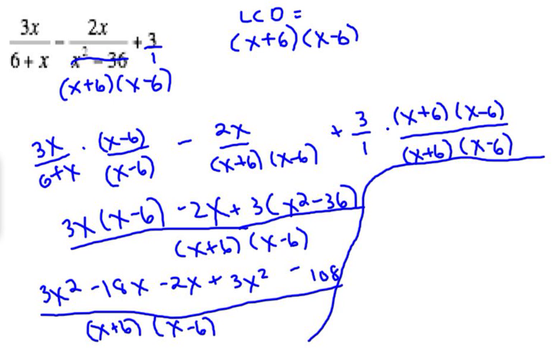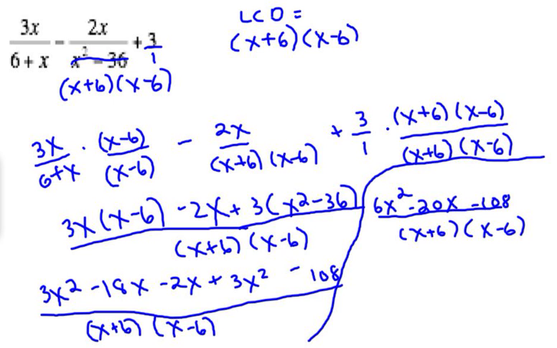And now I have to collect my like terms. So again, I have 3x squared plus 3x squared, which gives me 6x squared. Negative 18x minus 2x is minus 20x. And minus 108, there was nothing to add that to. No like term to collect there. Over my common denominator, which was x plus 6 times x minus 6.